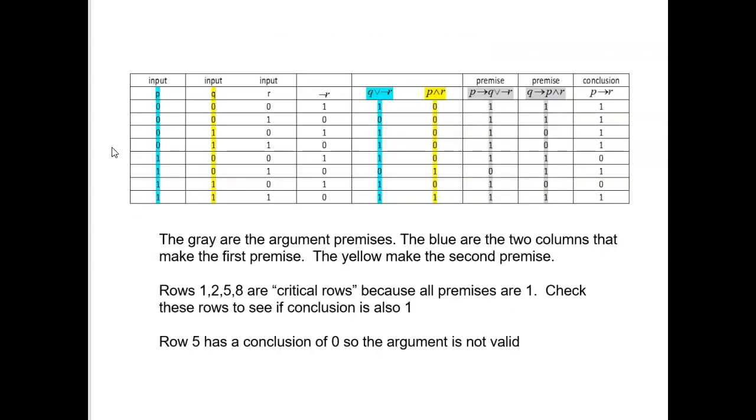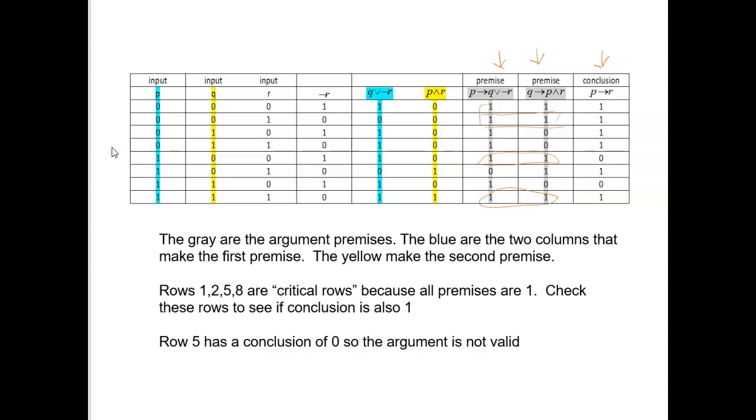Premises are here. I've labeled them. Conclusion is here. I'm looking for critical rows. I have a critical row here, here, because look, both of my premises are ones. The next 2 are not critical because there's a 0 in the premises. Here, this row is critical. So really, these 2 rows, this row, and I have a 1 and a 1. So I have 4 critical rows here. They happen to be rows 1, 2, 5, and 8.